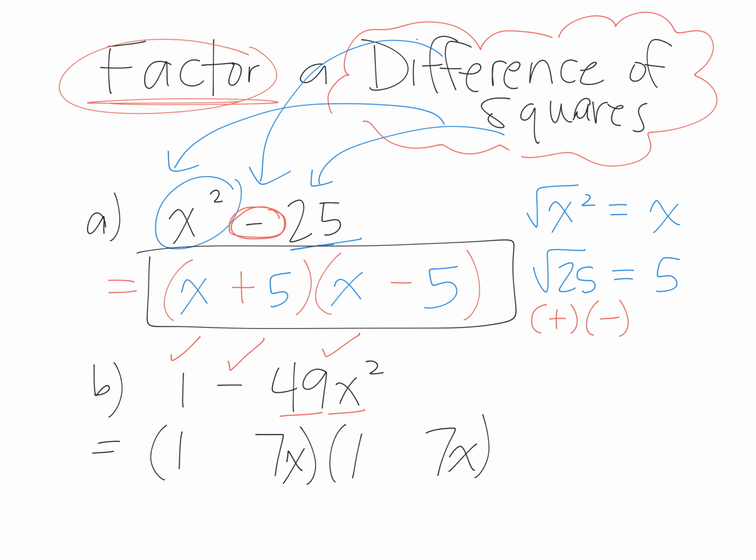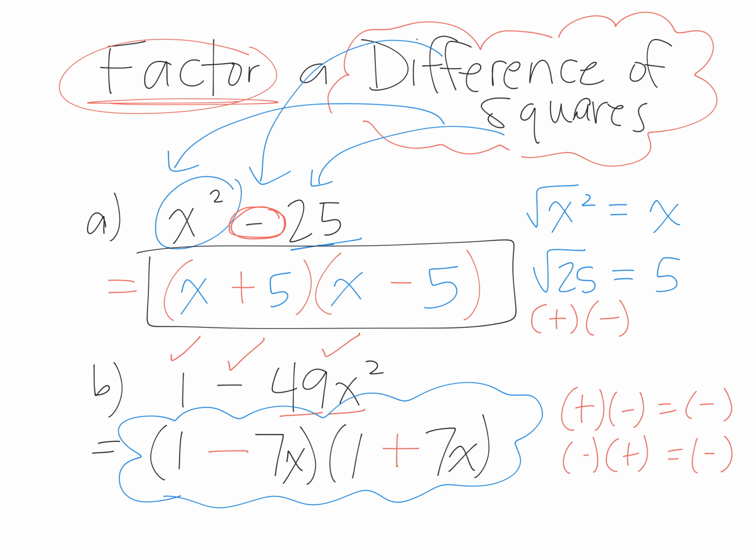And what two signs give you a negative? A positive and a negative. A positive times a negative gives you a negative. I can also write it as negative and positive, which also gives you a negative. So it doesn't matter what order you write it in, as long as one is negative and one is positive, and that's it. That's factored form. 1 minus 7x, bracket 1 plus 7x. That is the answer. That's it.